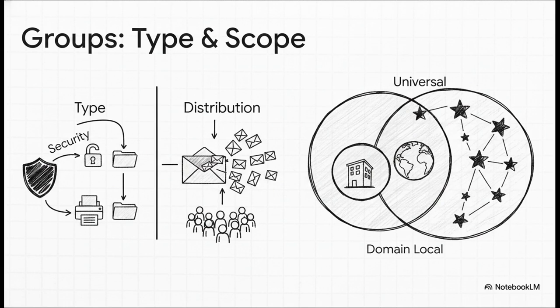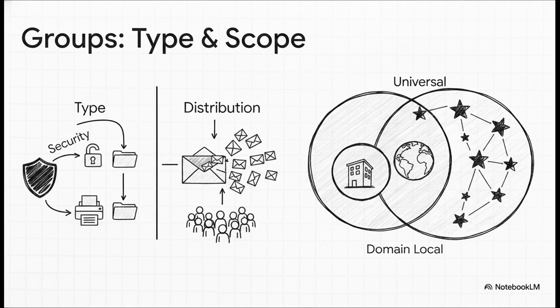You basically have two categories to worry about: scope and type. The type is pretty straightforward. A security group is used to grant access to a file share or a printer, whereas a distribution group is strictly used for email lists, like when you need to email the whole department at once.